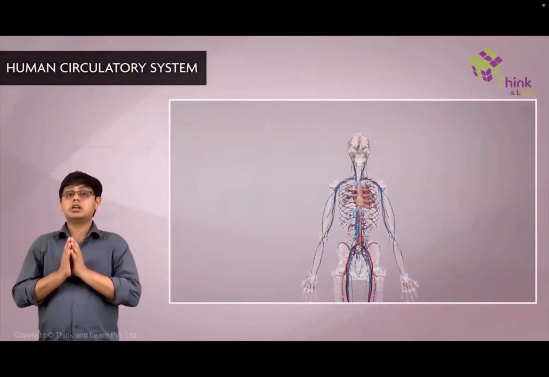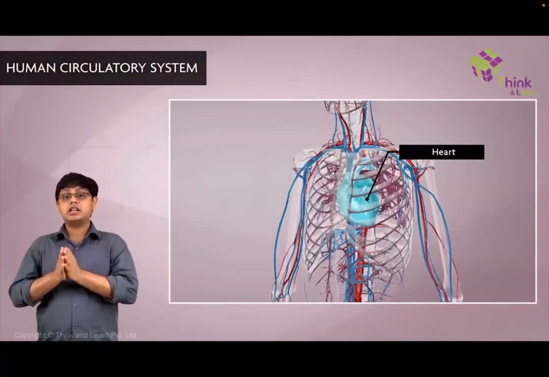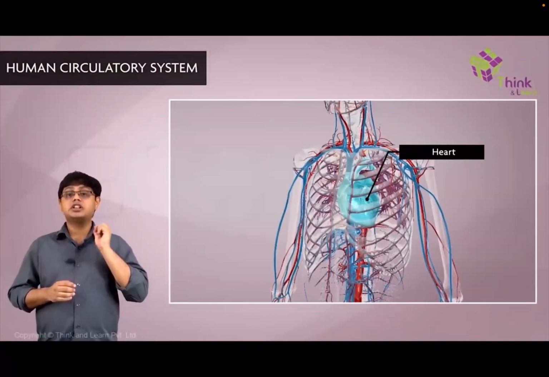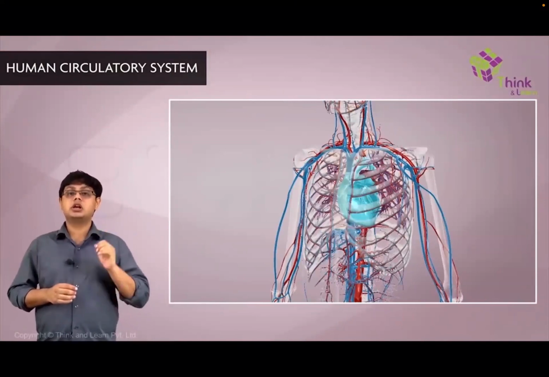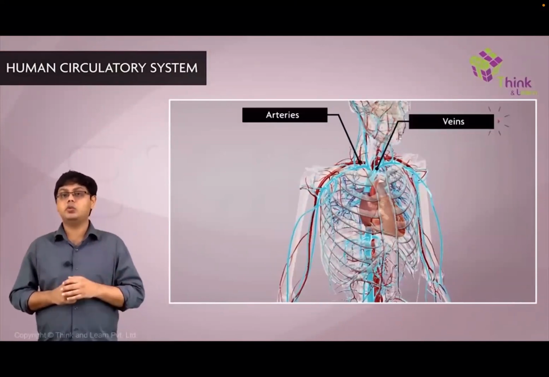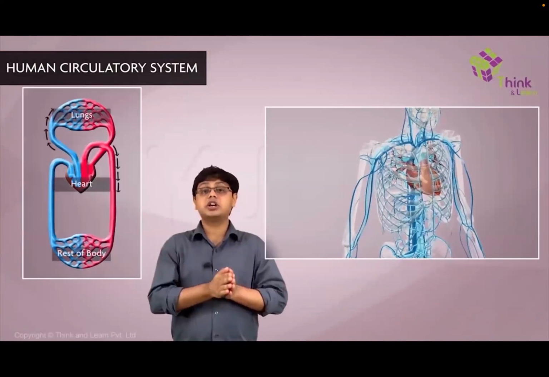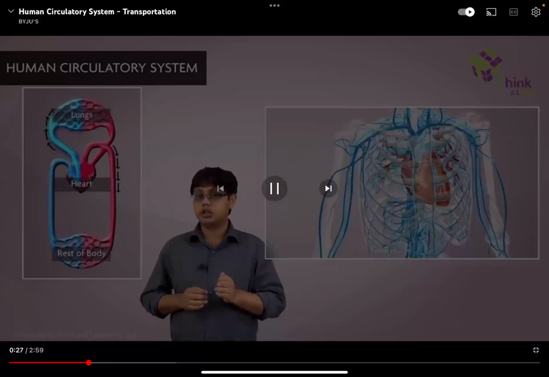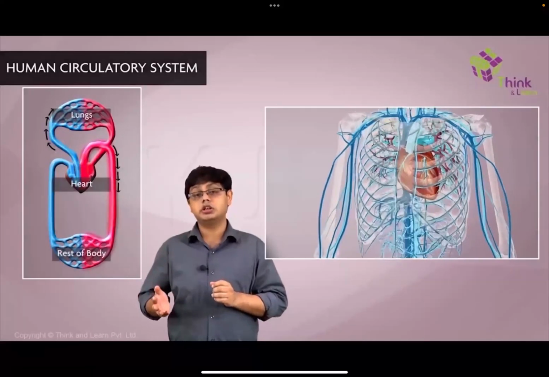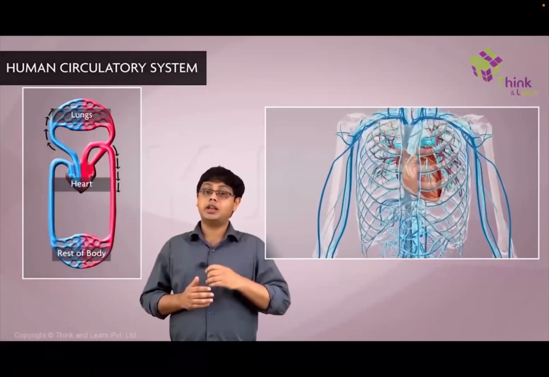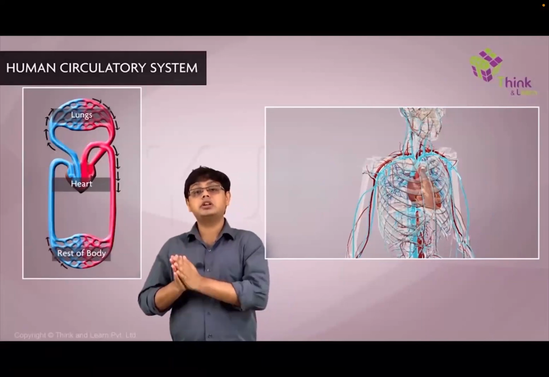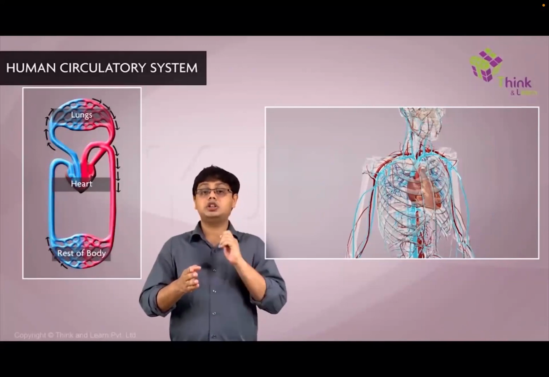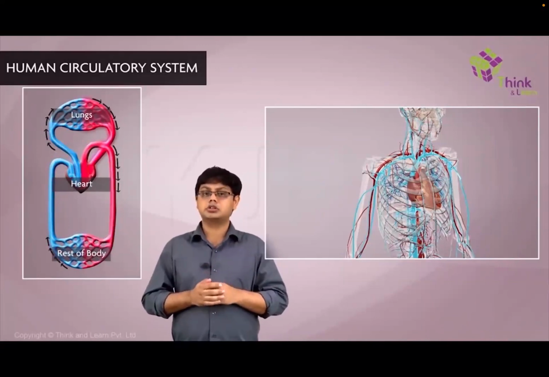Our circulatory system consists of a heart and the blood vasculature system composed of blood vessels. There are two main types of blood vessels, the arteries and the veins. The arteries are responsible for carrying blood away from the heart, the deoxygenated blood to the lungs and the oxygenated blood to the rest of the body. While the veins are vessels that carry blood to the heart, the deoxygenated blood from the rest of the body and the oxygenated blood from the lungs.